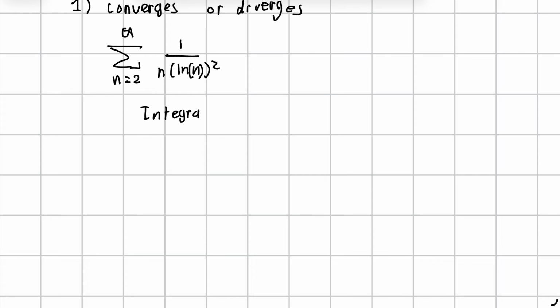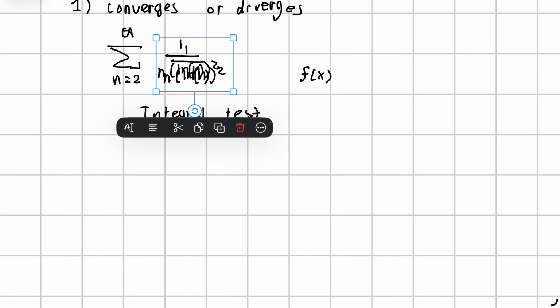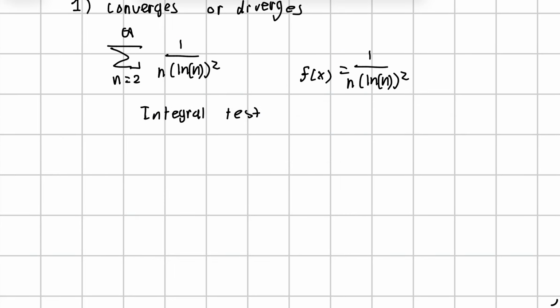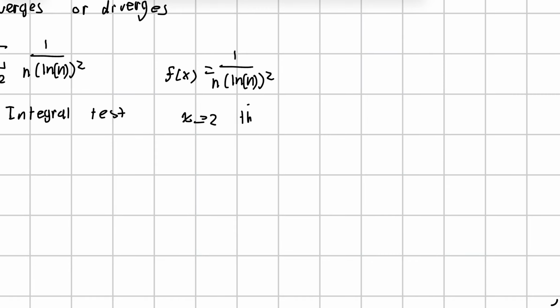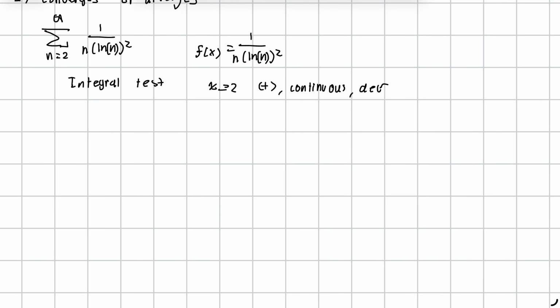What we're going to do is let f of x equal that function. For x greater than or equal to 2, this function is positive, it's continuous, and it's decreasing. So now we're going to evaluate the limit. We have the integral from 2 to infinity of 1 over x times (ln x) squared dx.